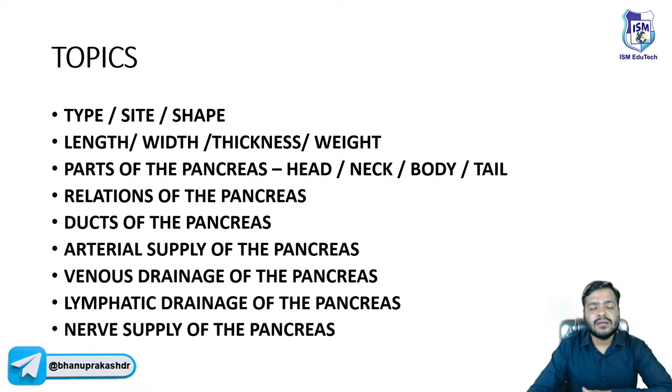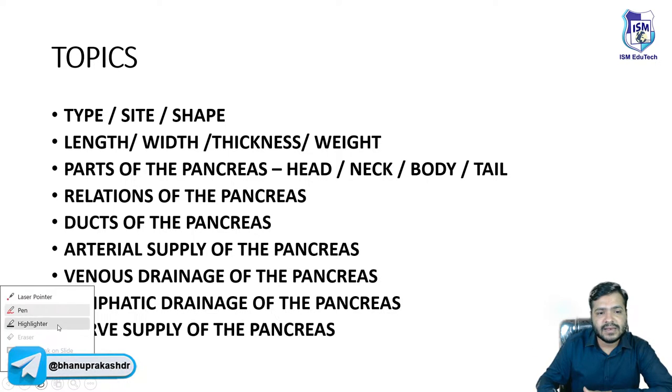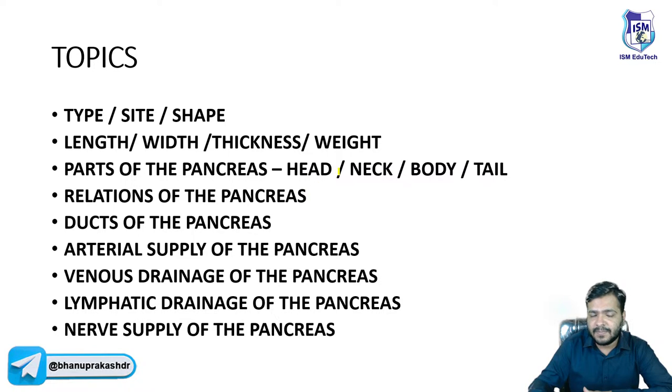What all topics are we going to discuss? It is the type, size, and shape of the pancreas, the length, width, thickness, and weight of the pancreas, the parts of the pancreas along with the relations. When I say parts, we are mainly going to focus on the head, neck, body, and tail, that are the four parts of the pancreas, and the anterior and posterior relations. After that, we are going to see the ducts of the pancreas and its openings in the duodenum, the arteries, the veins, the lymphatic drainage, and the nerve supply. And after that, a little bit of clinical correlation that I will be focusing in the parts itself.